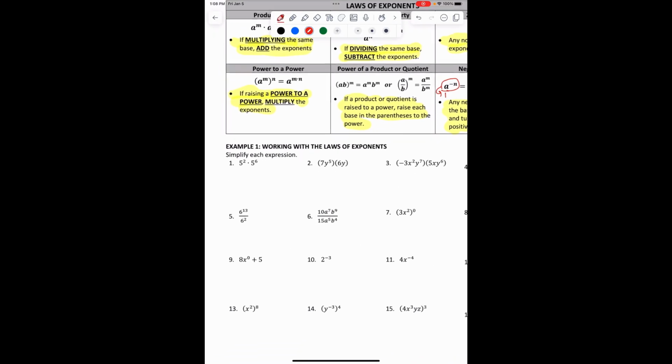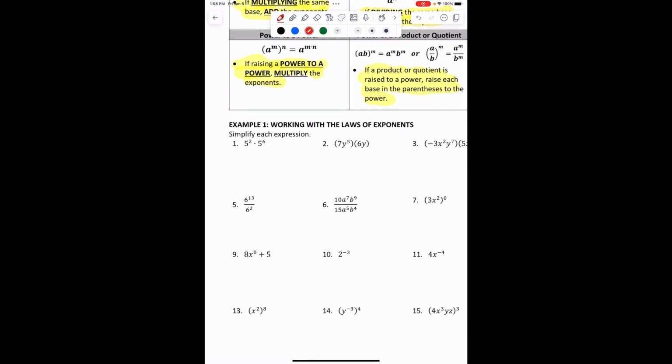So, laws of exponents here, simplifying. First thing here, we've got 5 squared times 5 to the 6th. To simplify this, the bases are both 5, so they're the same. They're being multiplied, so that means we need to add our exponents. So 5 to the 2 plus 6 is 5 to the 8th, which is a big old number.